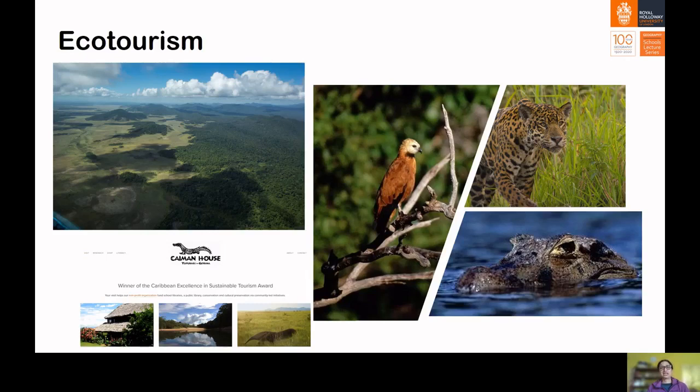And people come to see all the big animals, like I said, the big giants, also things like jaguars and other big cats, but also it's a huge bird watching area, because there are hundreds of birds that people come to see and to spot.